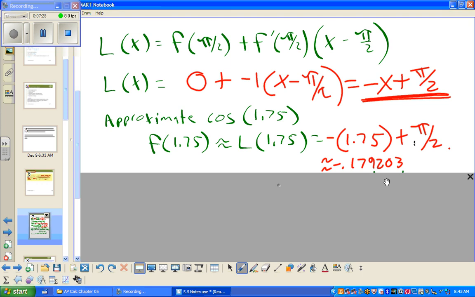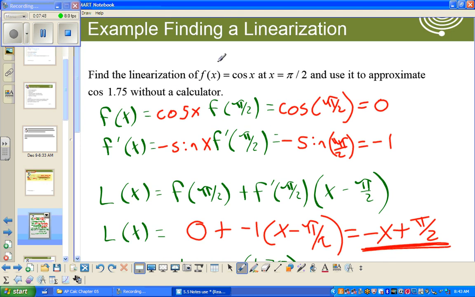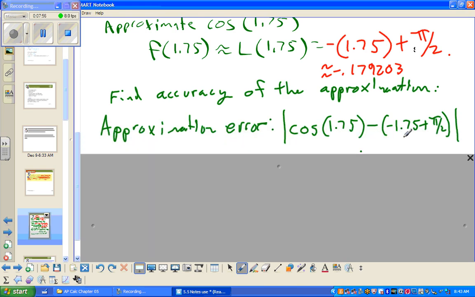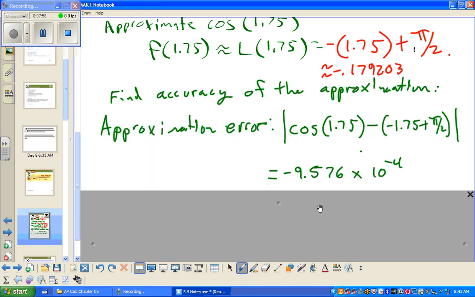Now, what you'll be asked in your book is also to determine the accuracy of the approximation. So what you're going to do then is find the absolute value of the difference between that number you just found and the actual answer you get when you plug 1.75 into the function that you started with right here. So if you do that, just find the absolute value of the difference, you actually get a positive answer, of course, if it's absolute value.